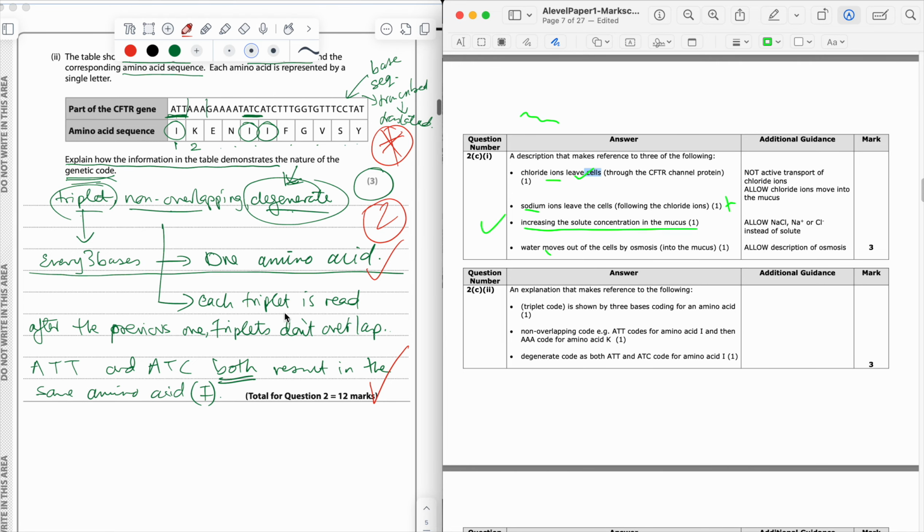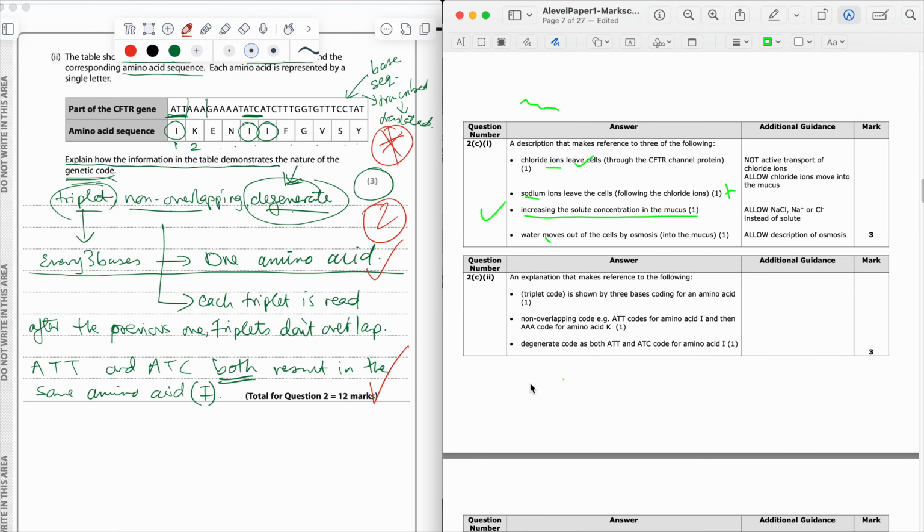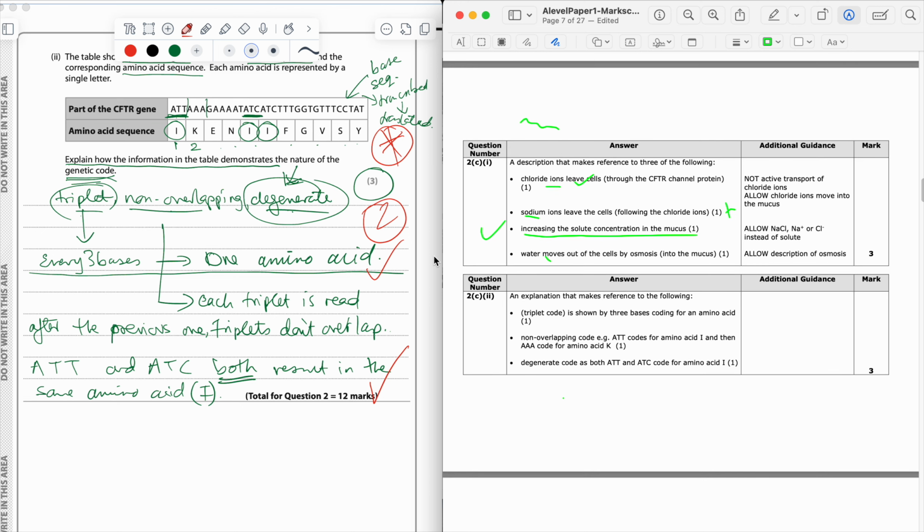Okay, so in the next one, I liked this question. So what did I miss here? So a triplet code. I think I got triplet code. Yes, I know what I did wrong in this question. So I started with triplet is non-overlapping, every 3 bases equals 1 amino acid, but I didn't give examples.